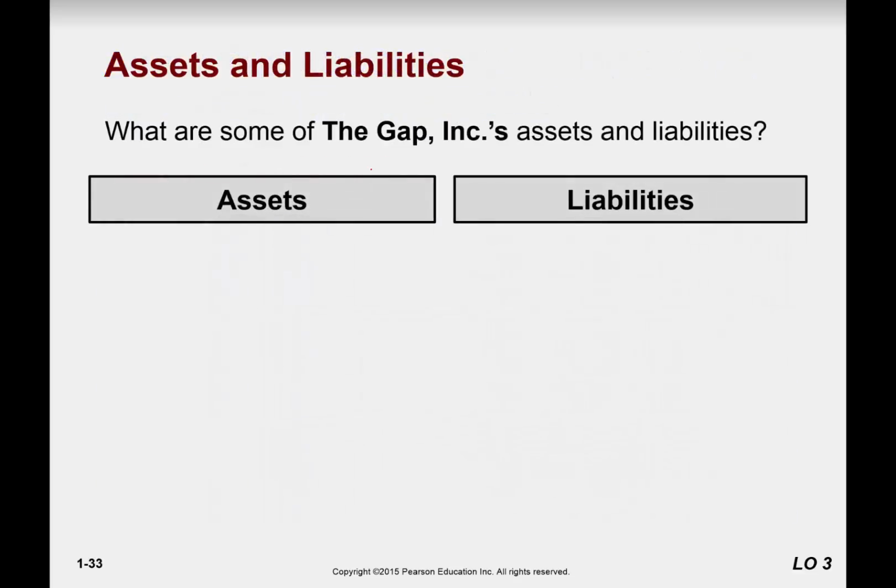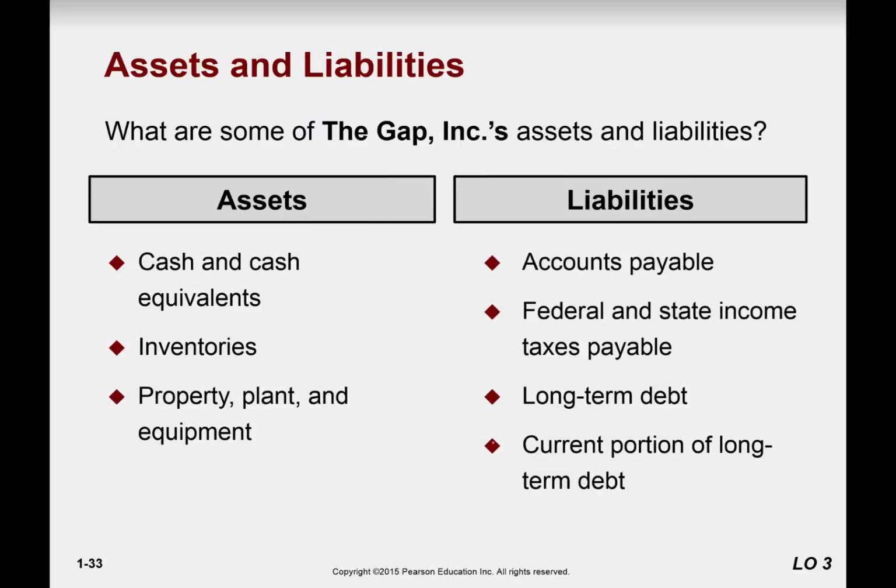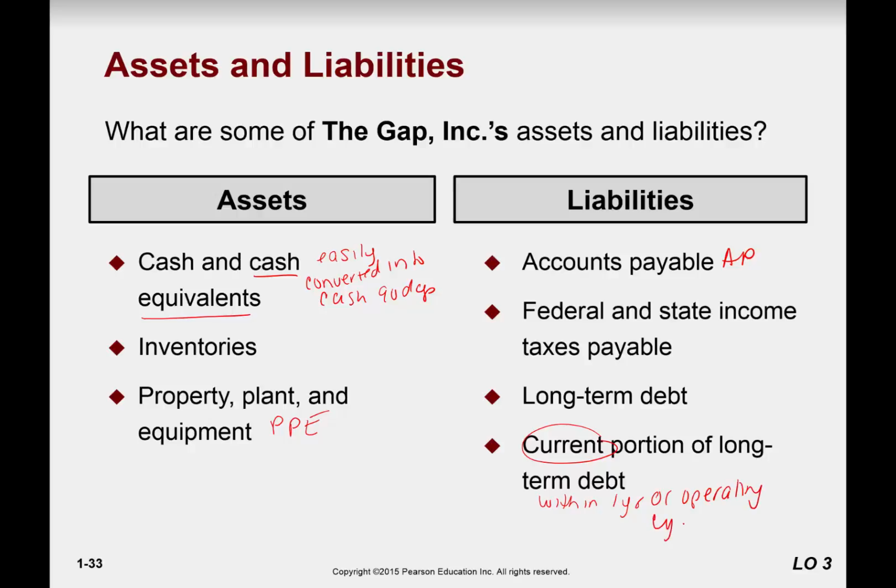So here, if we look at GAAP, for example, assets and liabilities, you'll see cash and cash equivalents. Cash equivalents are easily converted into cash within usually 90 days. Inventory, for example, for GAAP, they might have jeans and shirts, and then property, plant, and equipment, PPE. Liabilities, as I said, are accounts payable, items that you owe vendors, maybe taxes, your debt, or both current and long-term. Current means within 1 year. Things that are going to be due within 1 year, or operating cycle, whichever is greater, which usually is 1 year for organizations.